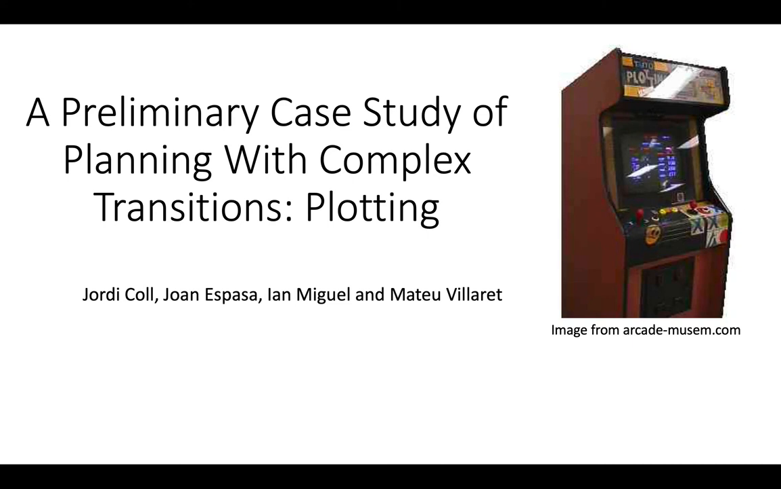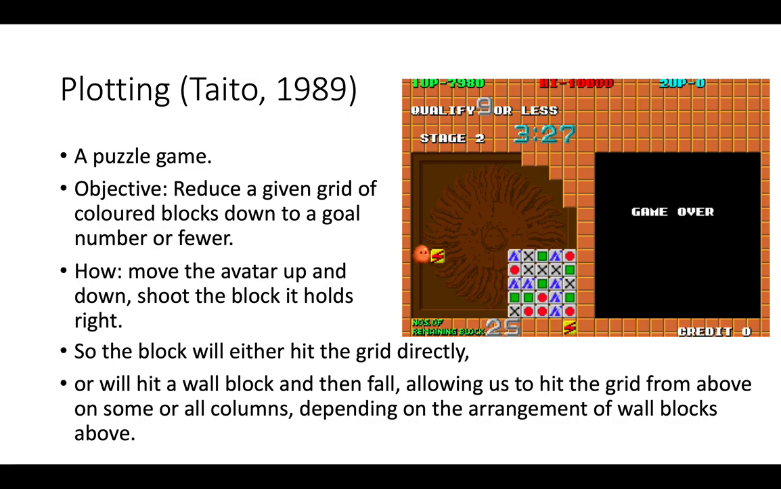Hello and welcome to our talk, which is about what we hope will be an interesting new benchmark problem, the puzzle video game Plotting. This is a video game released in 1989, and the objective is fairly simple. It is to reduce a given grid of color blocks down to a goal number or fewer, and all that we have to do in order to do that is move the little avatar guy you see in the diagram there up and down and shoot the blocks it holds, in this case horizontally rightwards.